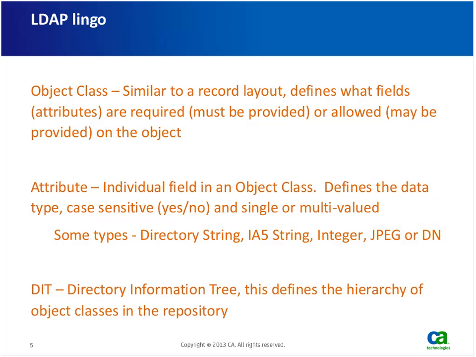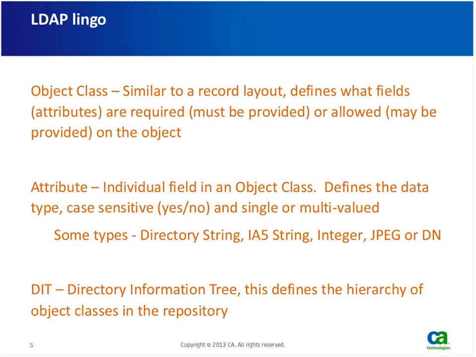A couple of things that I'll use throughout the presentation today I refer to as LDAP lingo. First is object class. An object class is basically a record definition. It's an object inside the security file. So in ACF2, a LID is an object, or an ACID in Top Secret, or a permission or a profile. Those are all objects that have an object class that defines what fields are required, called musts, and what fields are optional, called mays, when you're adding a new object or modifying something.